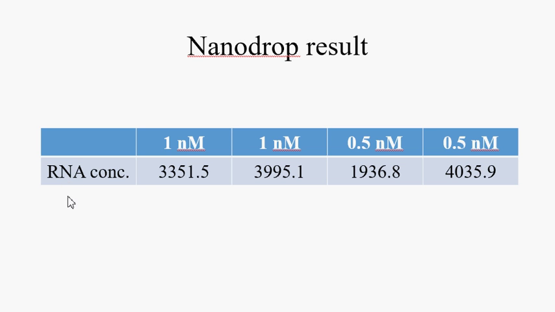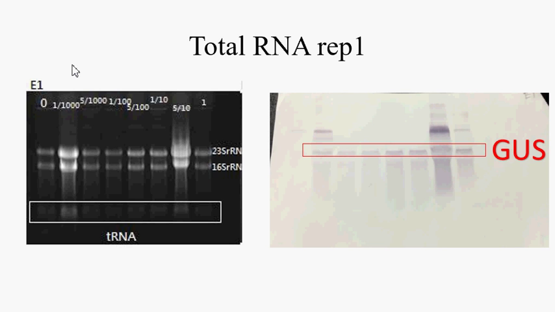The first result is from NanoDrop, and we can see the RNA concentration in different conditions. Why are we doing this? Because in the next experiment, electrophoresis fluorescence, we want to add the same RNA concentration in each sample and compare the GUS RNA level. Here is the concentration of IPTG.